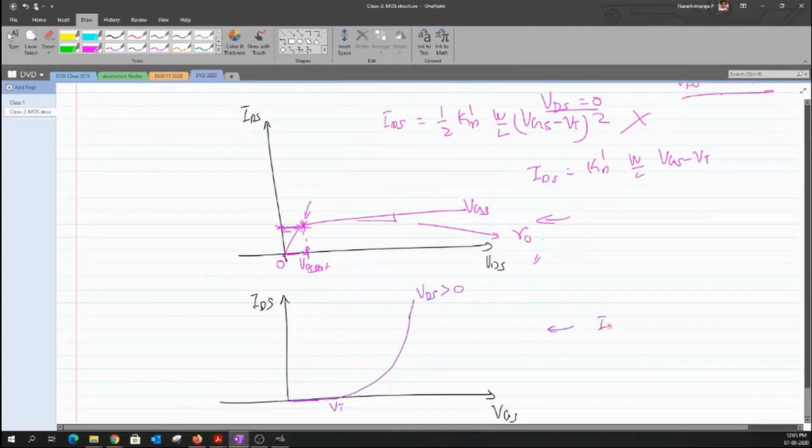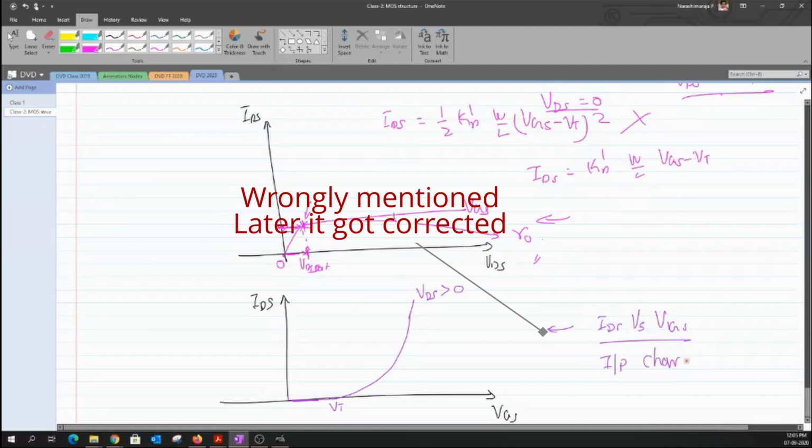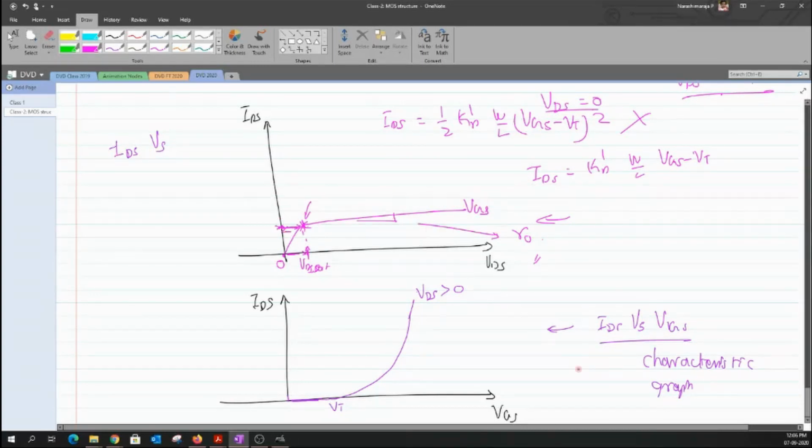We call the IDS versus VGS the input characteristic graph. Can you guess what we call the... Sorry, it is not called an input characteristic graph. We call that a transfer characteristic graph. And any guess for the IDS versus VDS graph? What do we call this graph? And why are we calling this ID versus VGS graph a transfer characteristic graph and not an input characteristic graph?